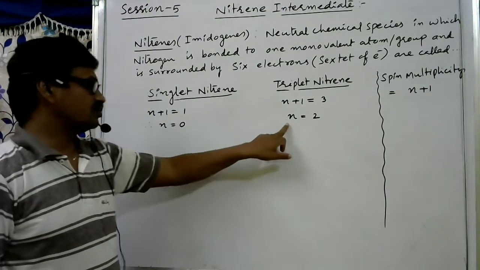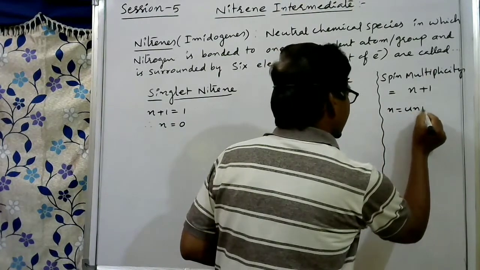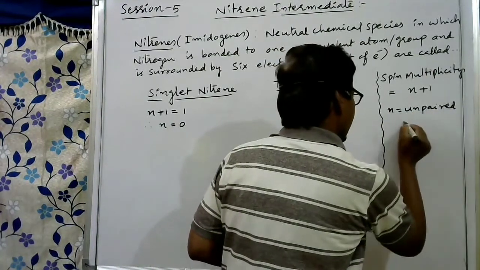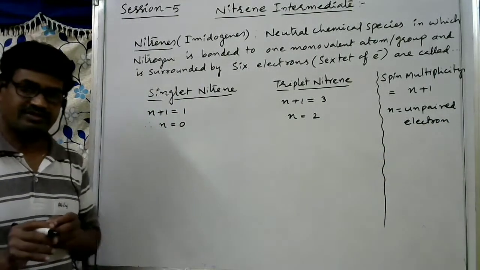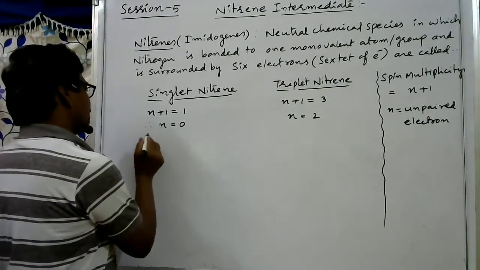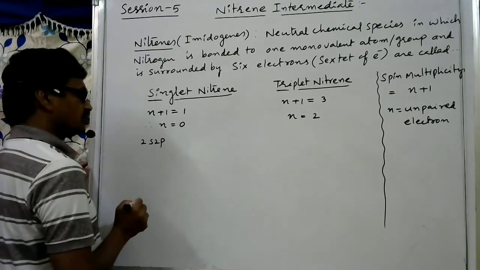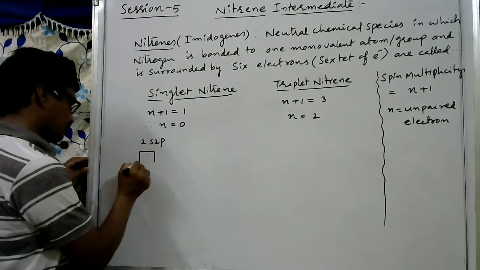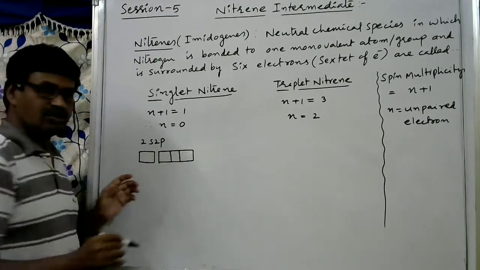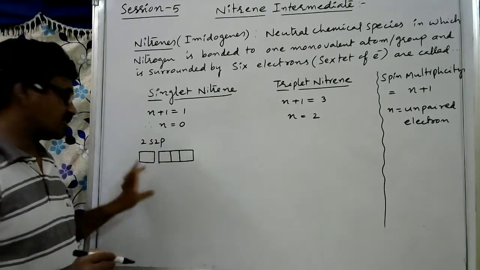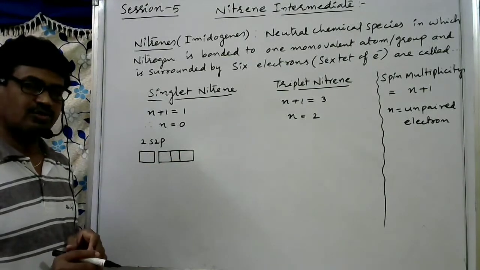An n value of 2 means unpaired electrons, where n is the number of unpaired electrons. All this explanation was in the last class. So from this information, we can draw the structure. In this, nitrogen contains 2s and 2p orbitals. For the 2s and 2p orbitals, I write one box for 2s and 3 boxes for 2p. In total 4 boxes: one 2s orbital and three 2p orbitals, 2px, 2py, 2pz.